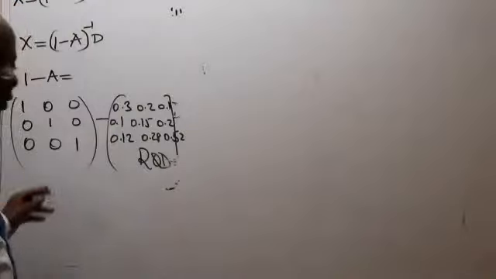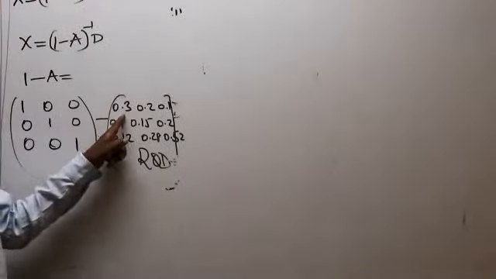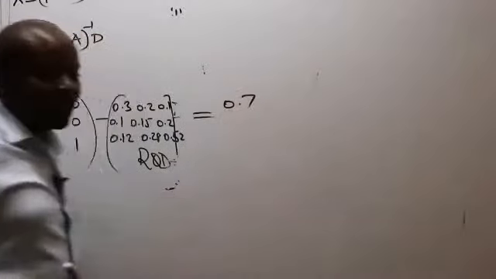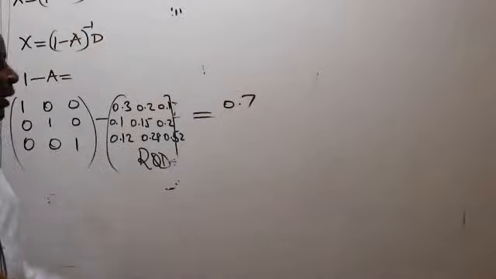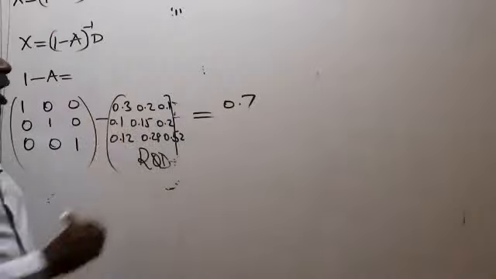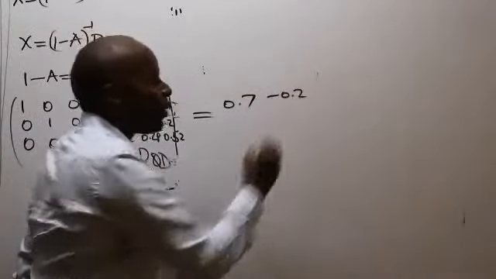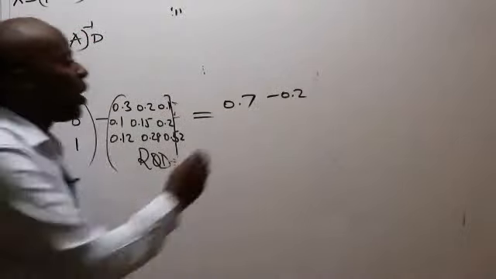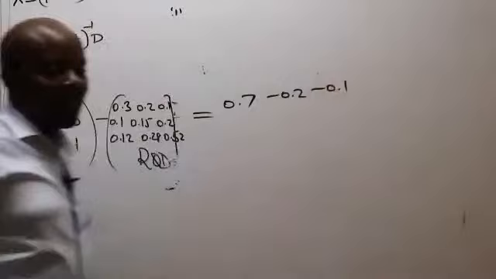So the first figure will be 1 minus 0.3. 1 minus 0.3 gives me what figure? Somebody? 0.7. And then we have 0 minus the second figure. This gives me minus 0.2. And then we have the third one, which is 0 minus 0.1, which gives me minus 0.1.